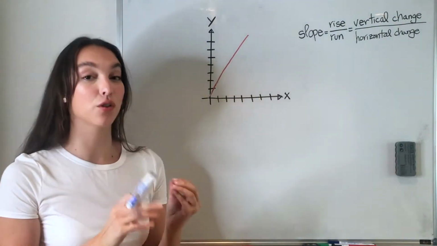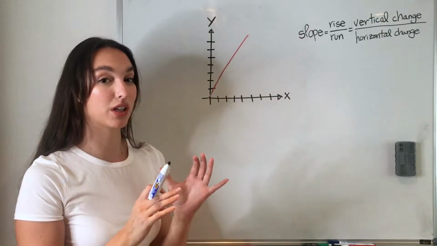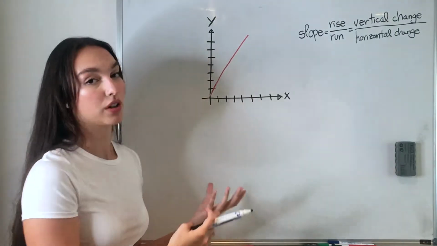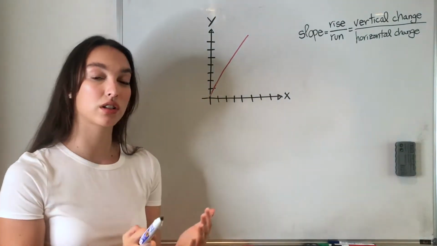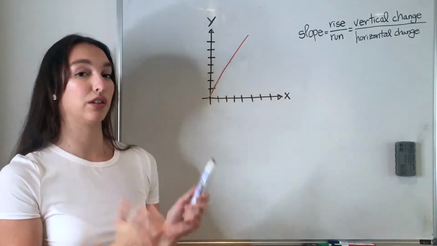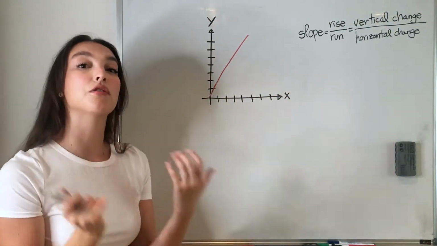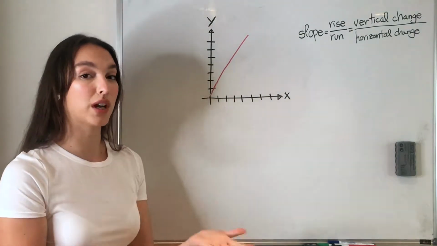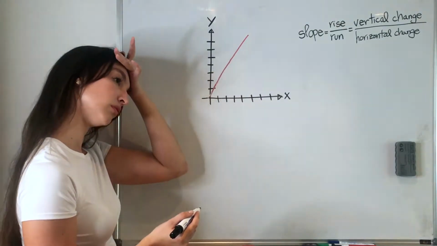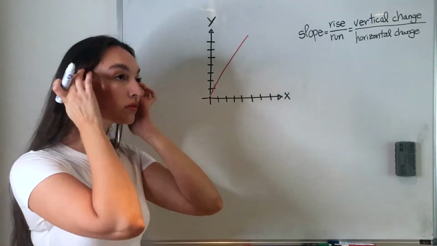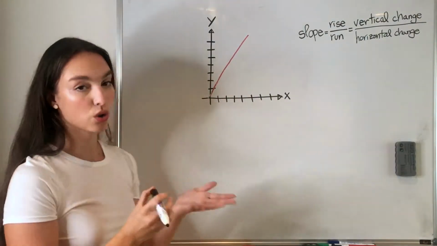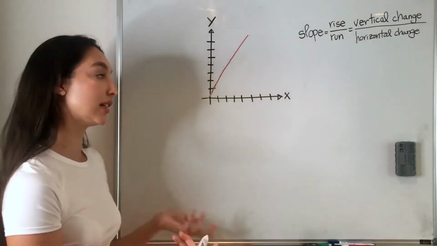Now, the vertical change and the horizontal change have to be between the same points, but we can choose random points because the slope is a constant in the linear function. It doesn't matter what 2 points we choose to calculate the slope of our linear function, the final result, the final ratio, is going to be the same. So what we're gonna do now is choose 2 random points to calculate the slope in this linear function.